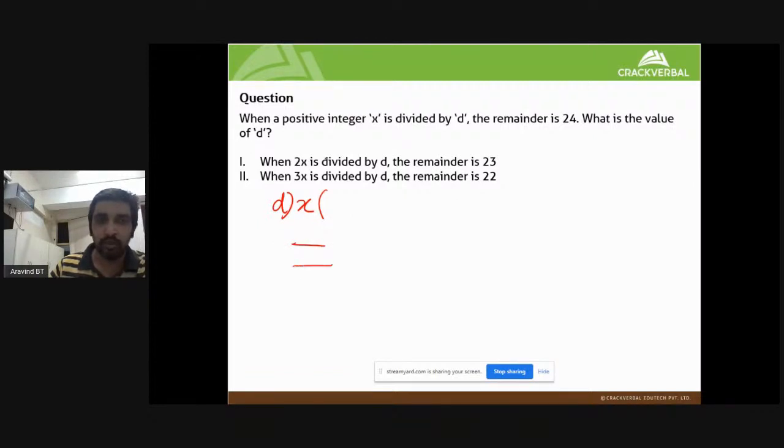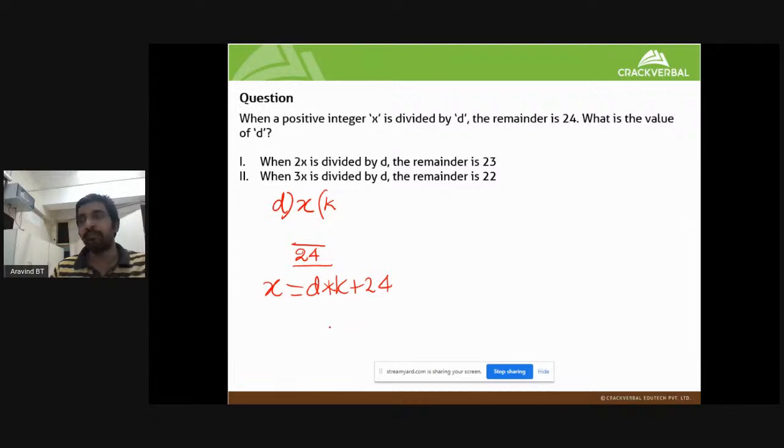So x, what kind of a number is x? The number x is a positive integer. So x divided by d gives you a remainder of 24. We don't know the quotient. Let's take it as k. You can write x as d into k plus 24, but I don't think it's going to take you beyond a certain point because there are 3 variables, right?